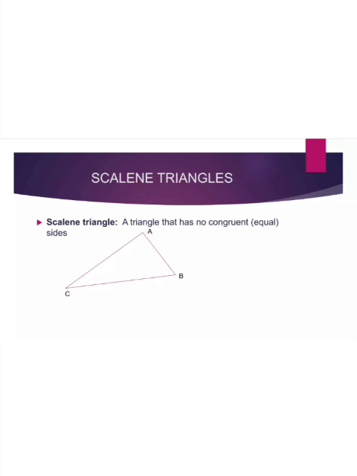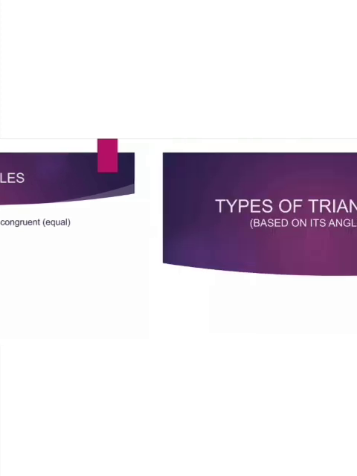Scalene triangles. A scalene triangle has no congruent equal sides, which means no equal sides are there. Neither AB has an equal side, nor AC, nor BC. No sides are equal; that is known as a scalene triangle. Now let's move on to the next one.